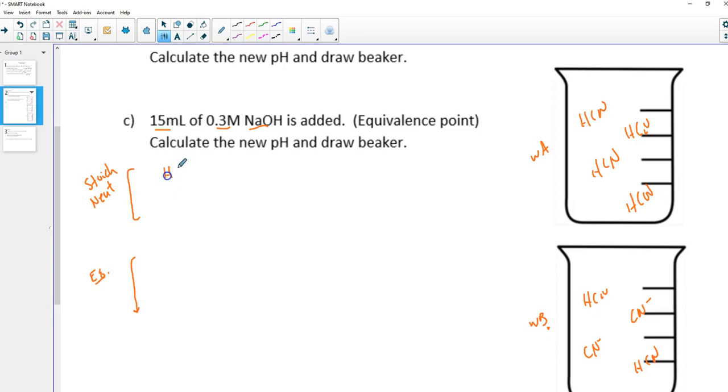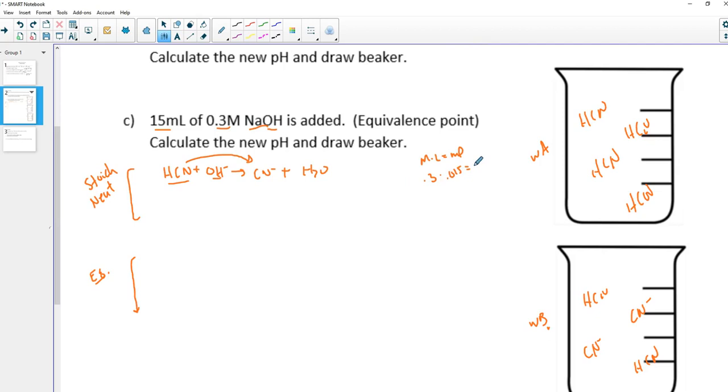We have HCN plus the hydroxide yields CN negative plus water. Okay, initial stoic ratio, and the end if you'd like. I'm just going to do a little subtraction instead. Mind you, I'm going to be rolling all of it over. Okay, so my original moles was molarity times liters equals moles. That's going to be 0.3 times 0.015, and that was the 0.02 number.